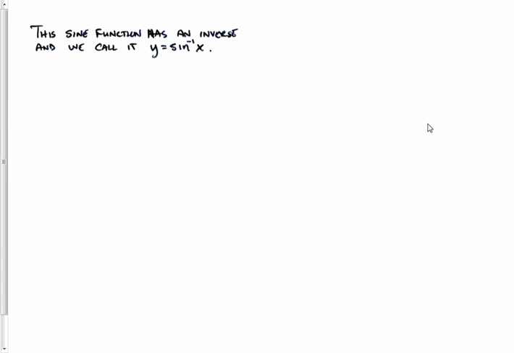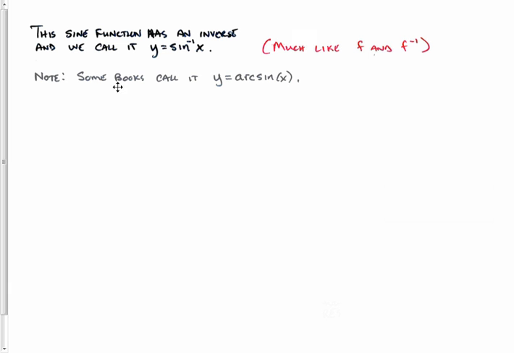As we were just mentioning, the sine function with those restrictions has an inverse, and we call it y equals sine inverse of x. That looks like an exponent of negative 1, but it's much like the inverse function notation we used when we were calling our functions by the name of f. So that's not an exponent of negative 1, it indicates the inverse sine function. Now in some books, this is called the arcsine function. So inverse sine and arcsine mean the same thing. If you're ever in that position, you'll be able to translate what is being told to you.